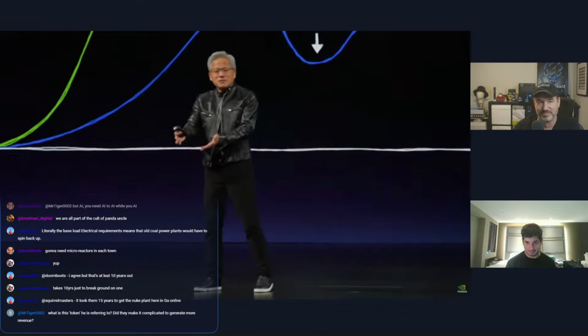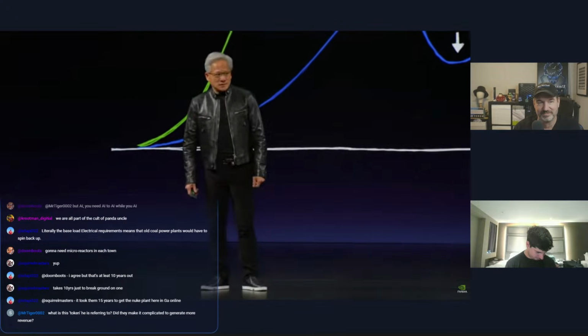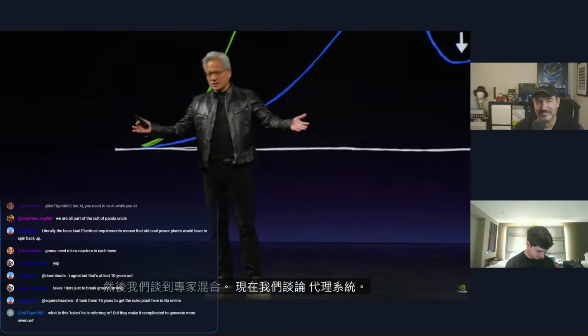We started out talking about CNNs. Here we are, then we talked about transformers, and then we talked about mixture of experts. Now we're talking about agentic systems.